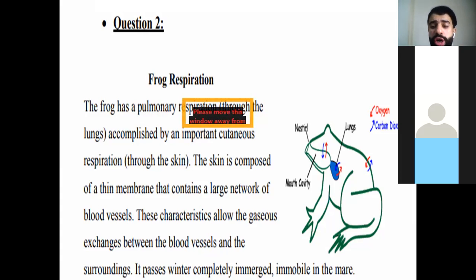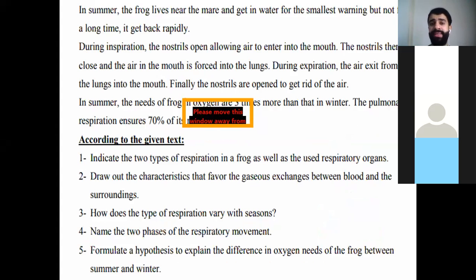It passes winter completely immersed, immobile in the water. They are immobile. And then in summer, the frog lives near the water, and gets in the water at the smallest warning. Whenever they hear a warning or some predator coming beside them, they move into the water, but not for a long time. They will get back rapidly.